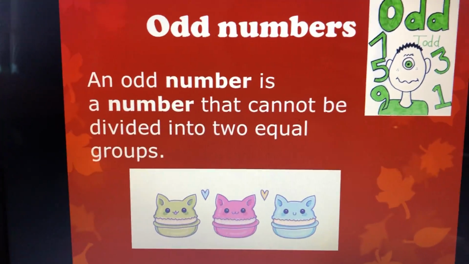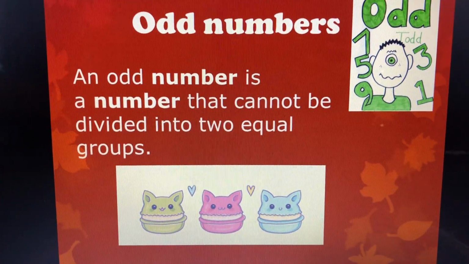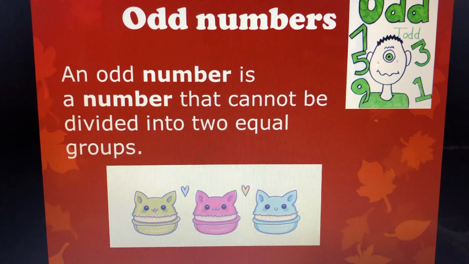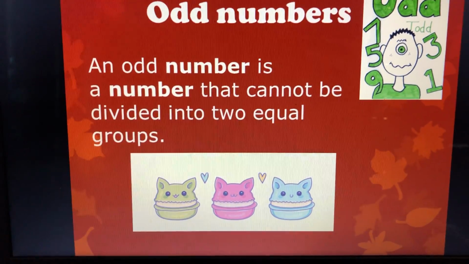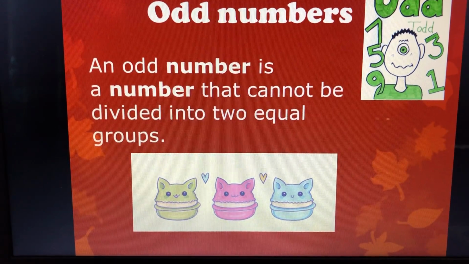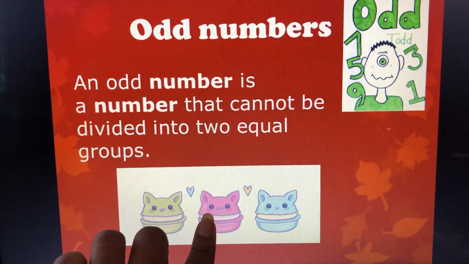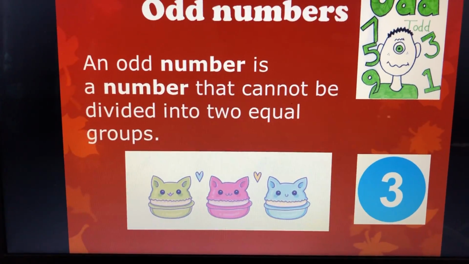So odd numbers, here today we have Odd Tom, who's going to help us to learn about odd numbers. An odd number is a number that cannot be divided into two equal groups. For example, we have some cute little bears right here. Let's count how many we have. 1, 2, 3. 3 bears, and that's the numeral 3.